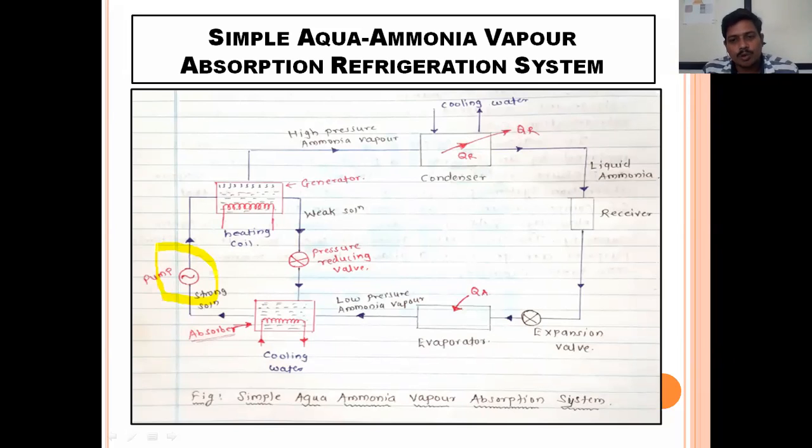Because of those moving parts, there may be chances of leakage of the ammonia refrigerant. And if ammonia leaks from the system, since ammonia is a flammable gas, it may be hazardous. So here our main intention is to remove the pump from the aqua ammonia vapor absorption refrigeration system. What will happen if I remove the pump?